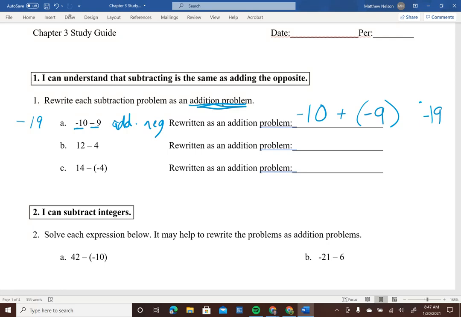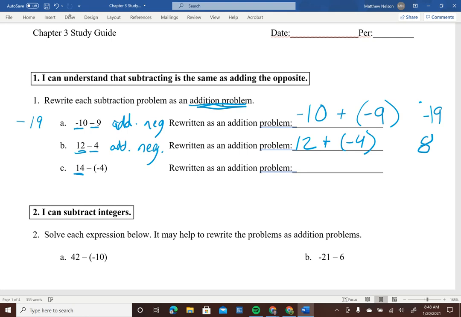All right, let's take a look at B. We have 12 minus 4. Again, subtracting is the same thing as adding a negative. So we're going to stay with 12 to start, but now it's an addition problem, and we're going to make this negative 4. 12 plus negative 4 would give us positive 8. We don't even need to write the answer.